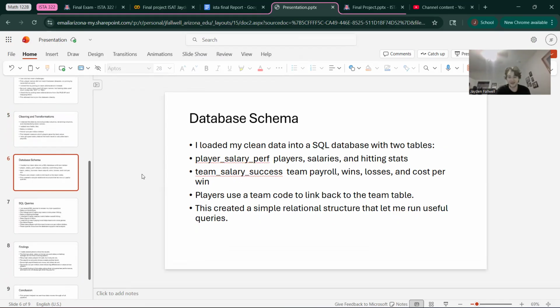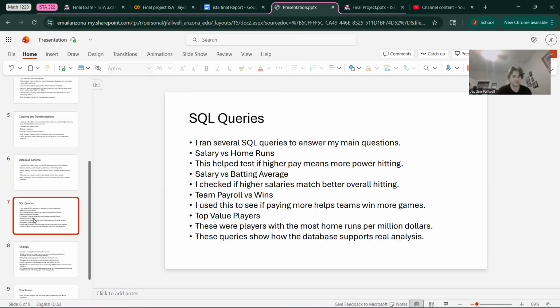I loaded my clean data into a SQL database with two tables: player salaries and hitting stats, and team salary success, with team payroll, wins, losses, and the cost per win. Players use a team code to link back to the team table. This created a simple validation structure that let me run successful queries.